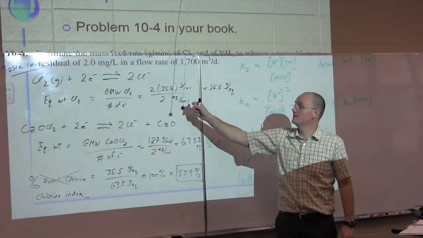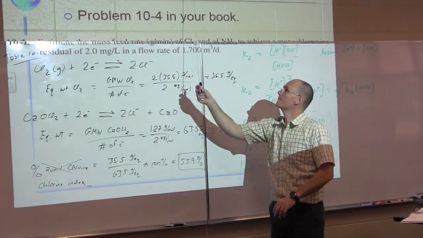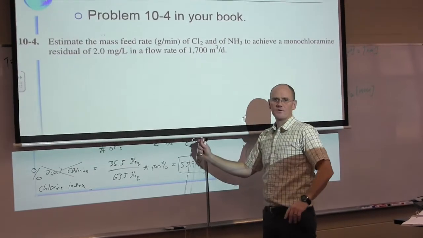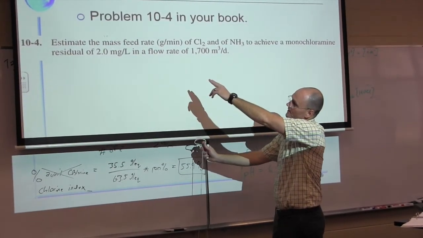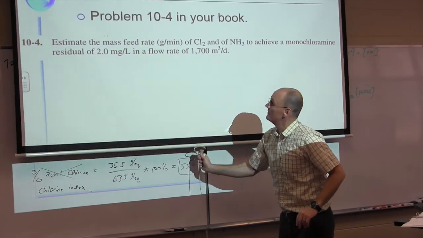Let's just call this the example problem. All right? Got the new one started? So the problem 10.4 in your book, okay? Estimate the mass and feed rate of chlorine and ammonia.